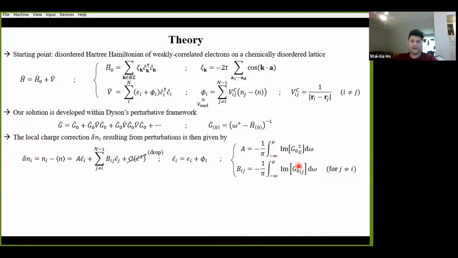I also just wanted to point out that we've chosen particularly to separate this expansion into a local on-site term with coefficient A and non-local contributions with coefficients Bij as separated here in the expansion. All right. So now we have an equation with our two variables of interest, delta n and phi.